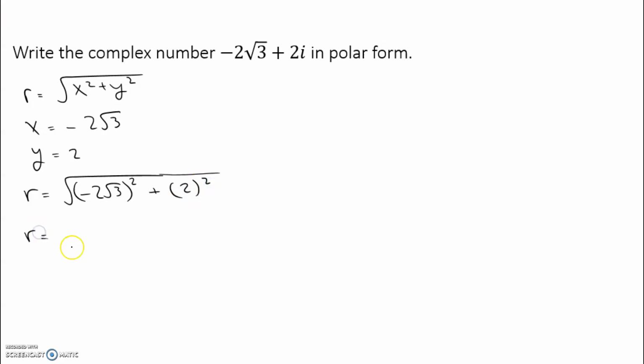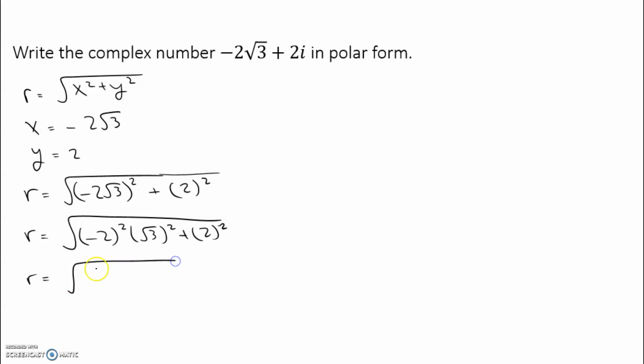So this is the same thing as negative 2 squared times the square root of 3 squared plus 2 squared, which would be 4 times 3 plus 4, which would be 12 plus 4, which is the square root of 16, so r is just going to be 4. Next thing to do is to find your argument or your theta.